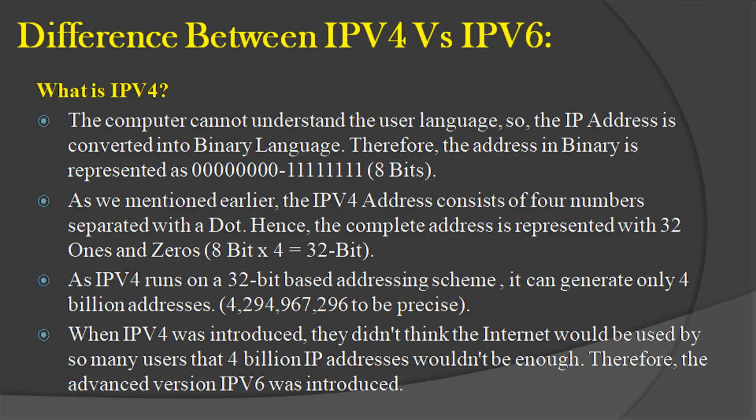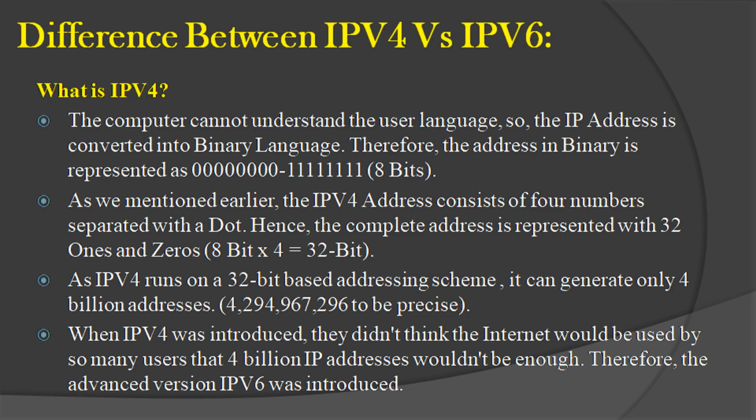The computer cannot understand the user language, so the IP address is converted into binary language. Therefore, the address in binary is represented like this. As we mentioned earlier, the IPv4 address consists of 4 numbers separated with a dot. Hence, the complete address is represented with 32 ones and zeros.